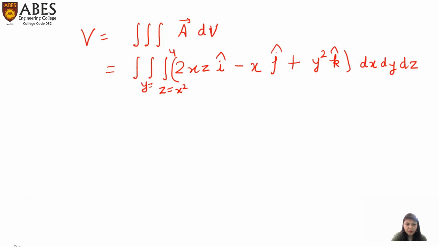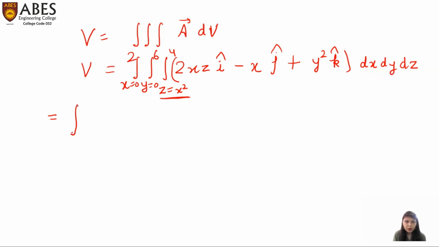So we write the value of y equals 0 to 6 and x equals 0 to 2. This is given in the question. Now we need to evaluate this integration. Z is the inner integral, y is the intermediate integral, and x we write as the outer integral. So first we have to do the integration with respect to z.